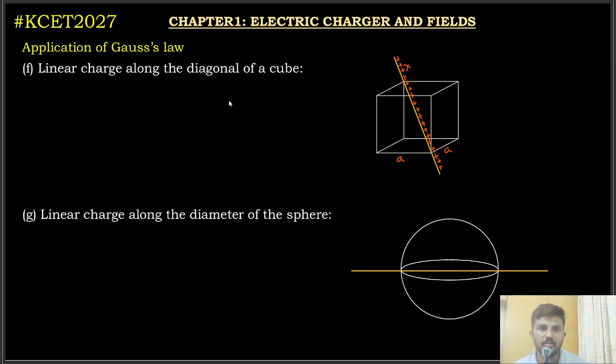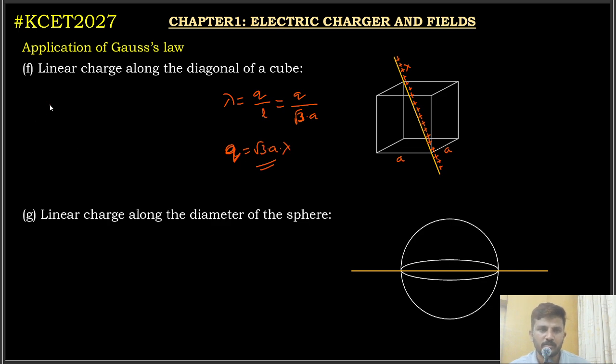We know that lambda is equal to q divided by length. What is the length of the diagonal? Here the side is given by a. The length of the diagonal is given by root 3a. For the cube, the length of the diagonal is root 3a. So q is equal to root 3a into lambda. This is the charge.